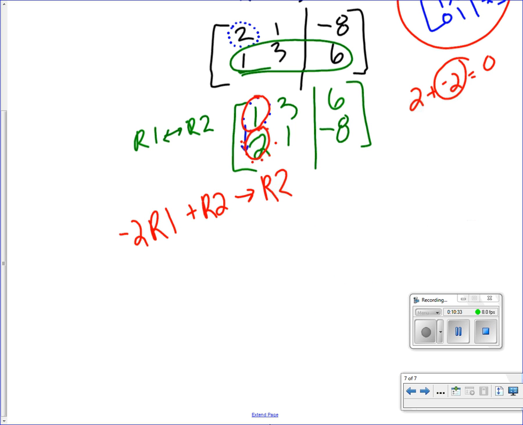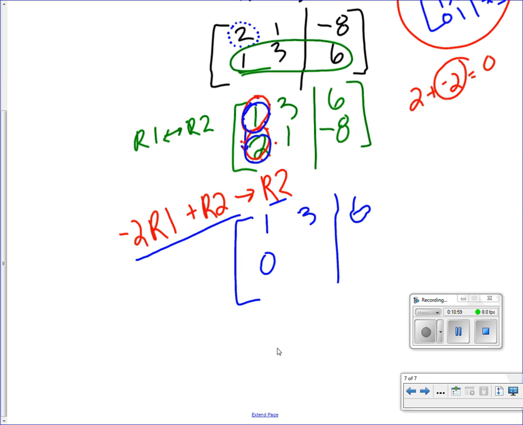Remember, my goal was to get that 2 in green to become 0. So I needed to add to it -2. And the way I'm going to get -2 is I'm going to multiply the other row by -2. So now we have, the first row does not change. Okay, now I'm going to follow these steps for every single column. So I have -2 times 1 is -2, plus 2 is 0. Remember, I'm putting my answer in row 2.